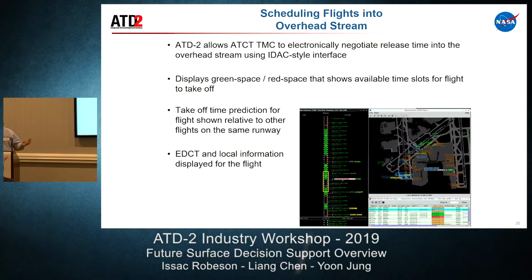Let me also talk about overhead stream scheduling, as that was a major advance at Charlotte. On that timeline, now that we know when a flight's going to take off, we do red space, green space, similar to IDAC, but we're putting all the other demand on there with the flight at the same time. The green space says this is the time when the flight can take off and fit into the overhead stream. The red space says if you take off at this time, that flight's not going to be able to fit into the overhead stream going to the destination. We're also displaying the EDCT and any miles-in-trail associated with it.